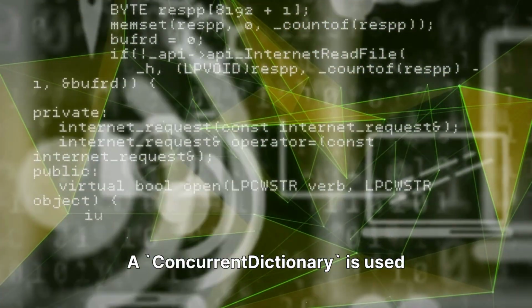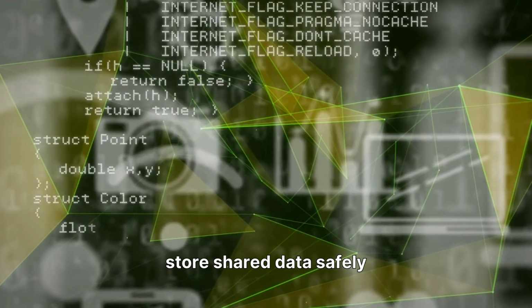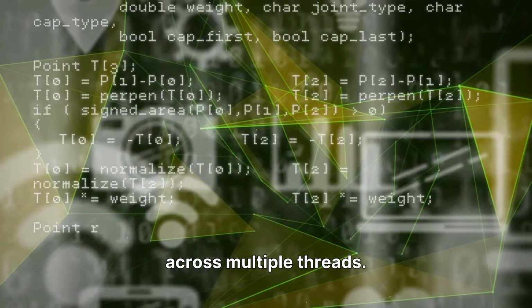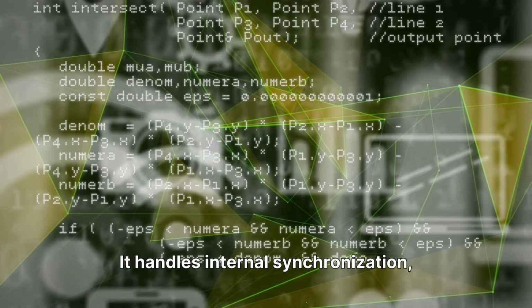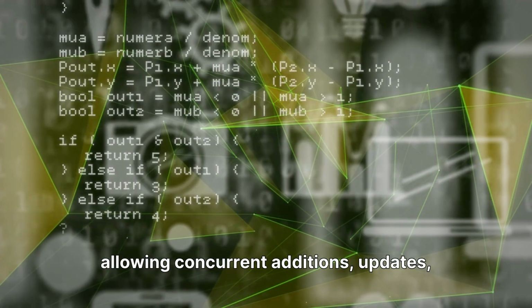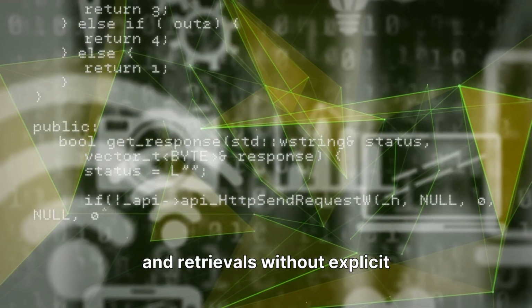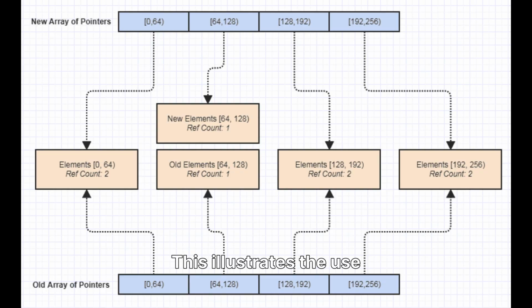A ConcurrentDictionary is used in this example to store shared data safely across multiple threads. It handles internal synchronization, allowing concurrent additions, updates, and retrievals without explicit locking. This illustrates the use of immutable data structures for inherent thread safety. Since the data cannot be changed after creation, there's no risk of race conditions when multiple threads access it.